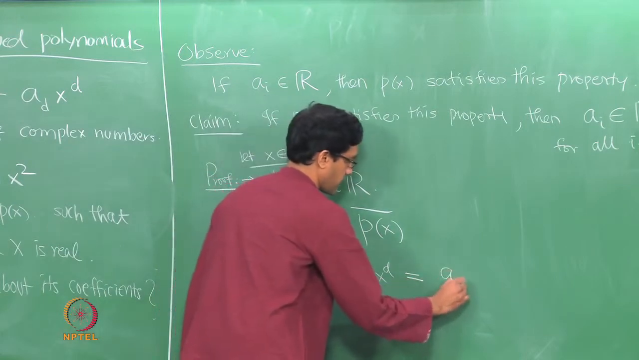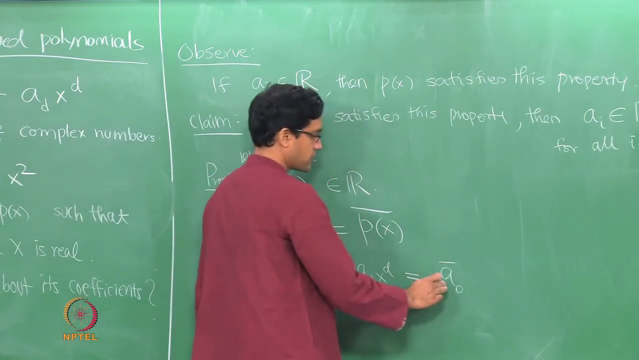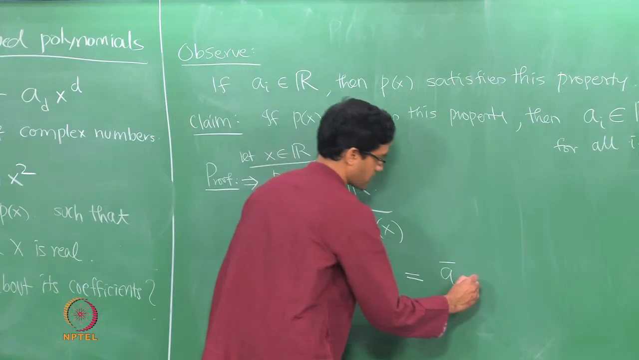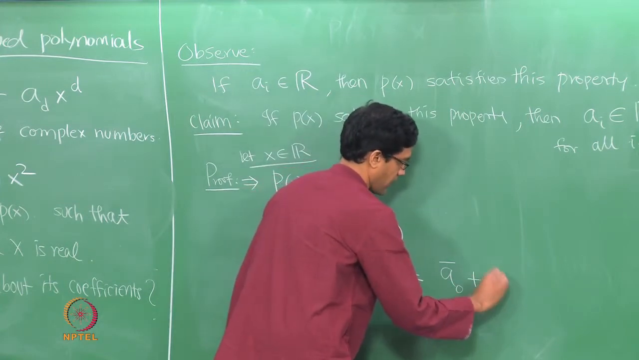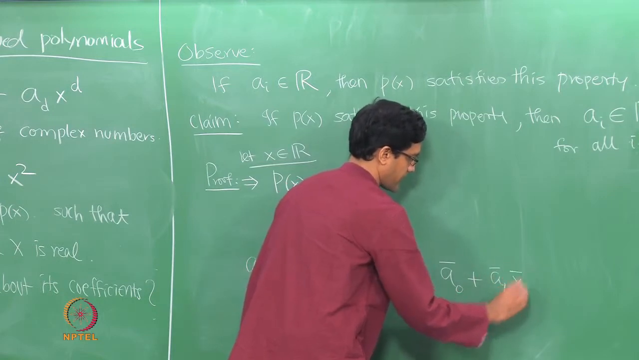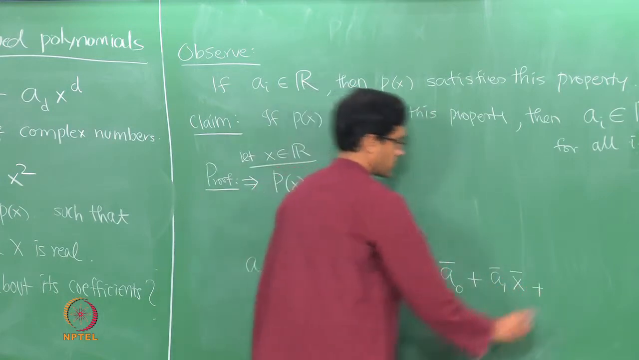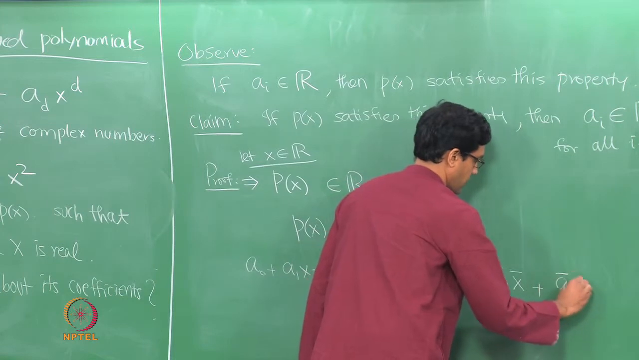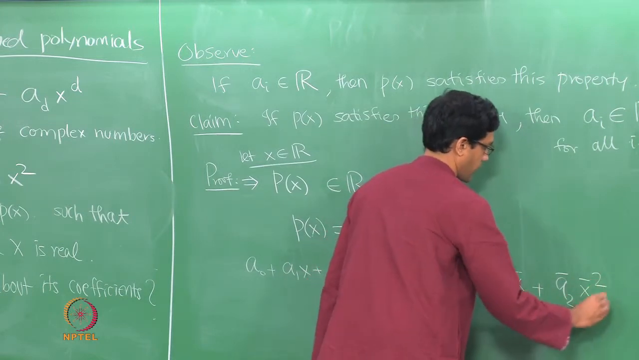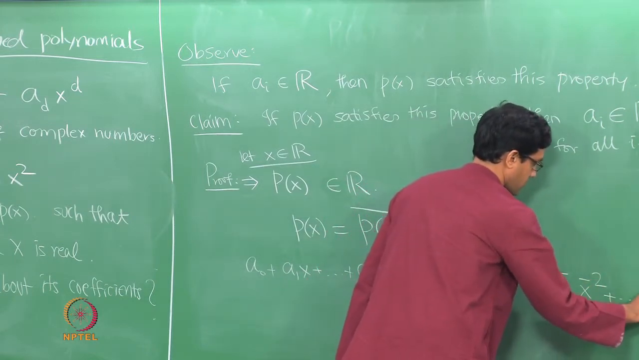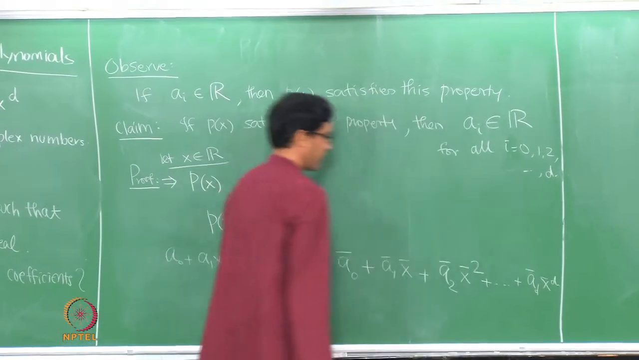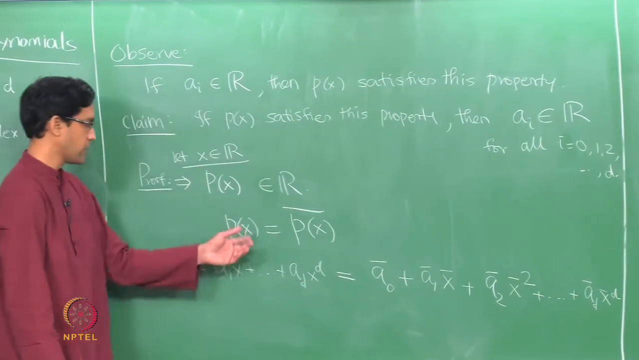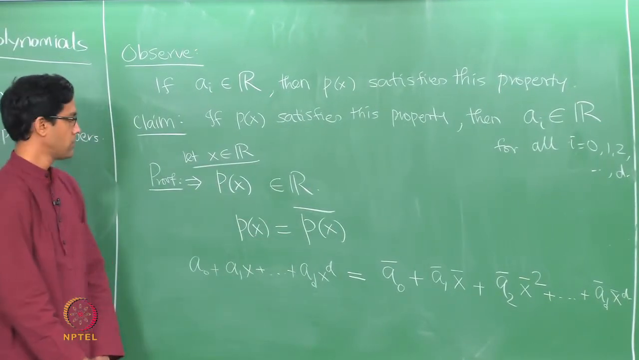So this is just nothing but the conjugate of a0. Remember, a0, a1, a2 are potentially complex numbers for now, so it is the conjugate of a0 plus the conjugate of a1 times the conjugate of x plus the conjugate of a2 times the conjugate of x squared and so on, conjugate of ad times conjugate of x to the power d. So that is what you get when you take the conjugate on the right hand side.